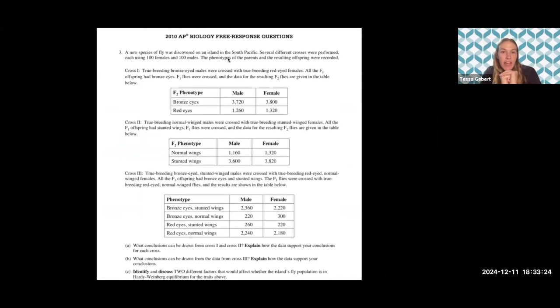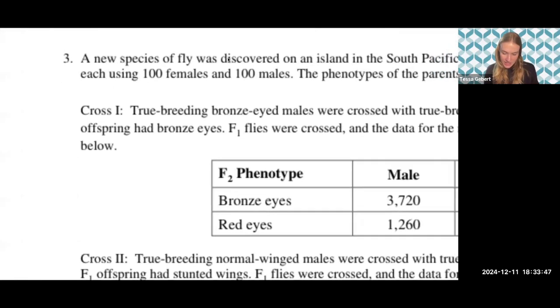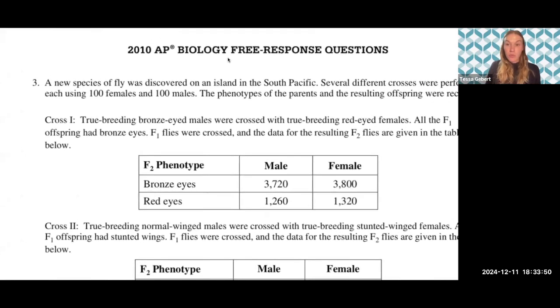A new species of fly was discovered on an island in the South Pacific. Several different crosses were performed, each using 100 female flies and 100 males. The phenotypes of the parents and the resulting offspring were recorded. In cross 1, true breeding bronze-eyed males were crossed with true breeding red-eyed males. So let's go ahead and just dissect that first sentence right there. True breeding. This is another word for homozygous. Remember, homo meaning same. Same for this one.